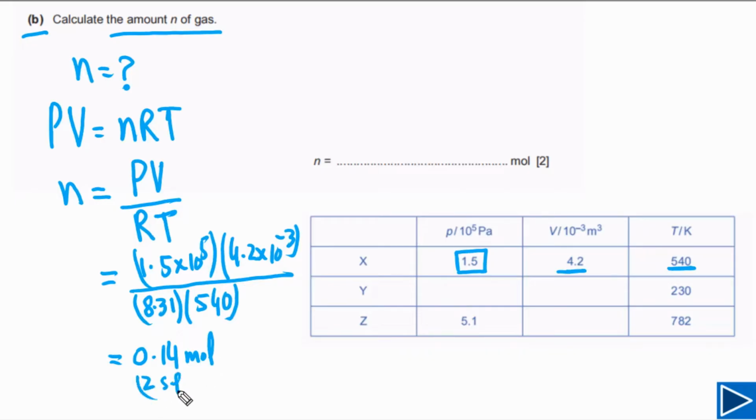We have to use 2 SF in this case because the least number of SF we have is 2, and here also we have 2. So our answer has to be up to 2 SF, and this is our final answer. This question has only 2 marks. If you have used this formula, you will get 1 mark, and if you have got the right answer, you will get a second mark, so 2 marks in total. So this is how we can answer this type of problem.